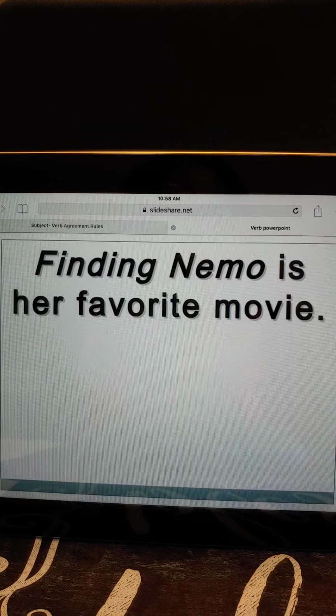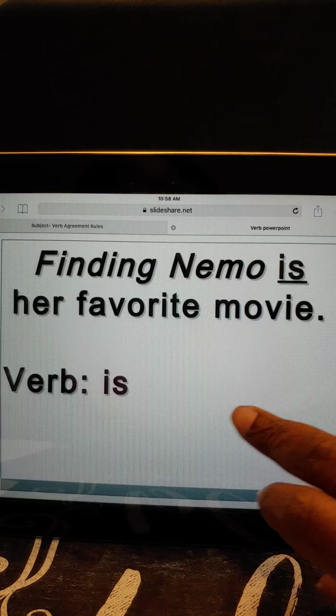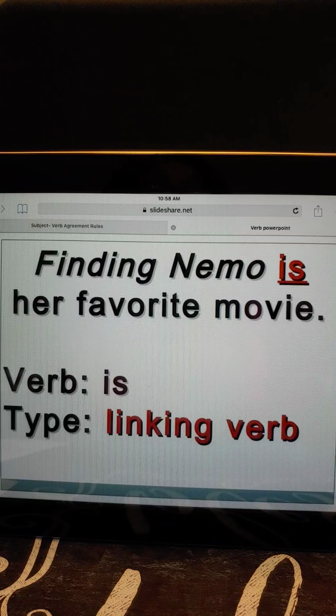Finding Nemo is her favorite movie. Again, we're not talking about linking verbs, but is is a linking verb. So keep in mind, just food for thought: was and is are linking verbs.